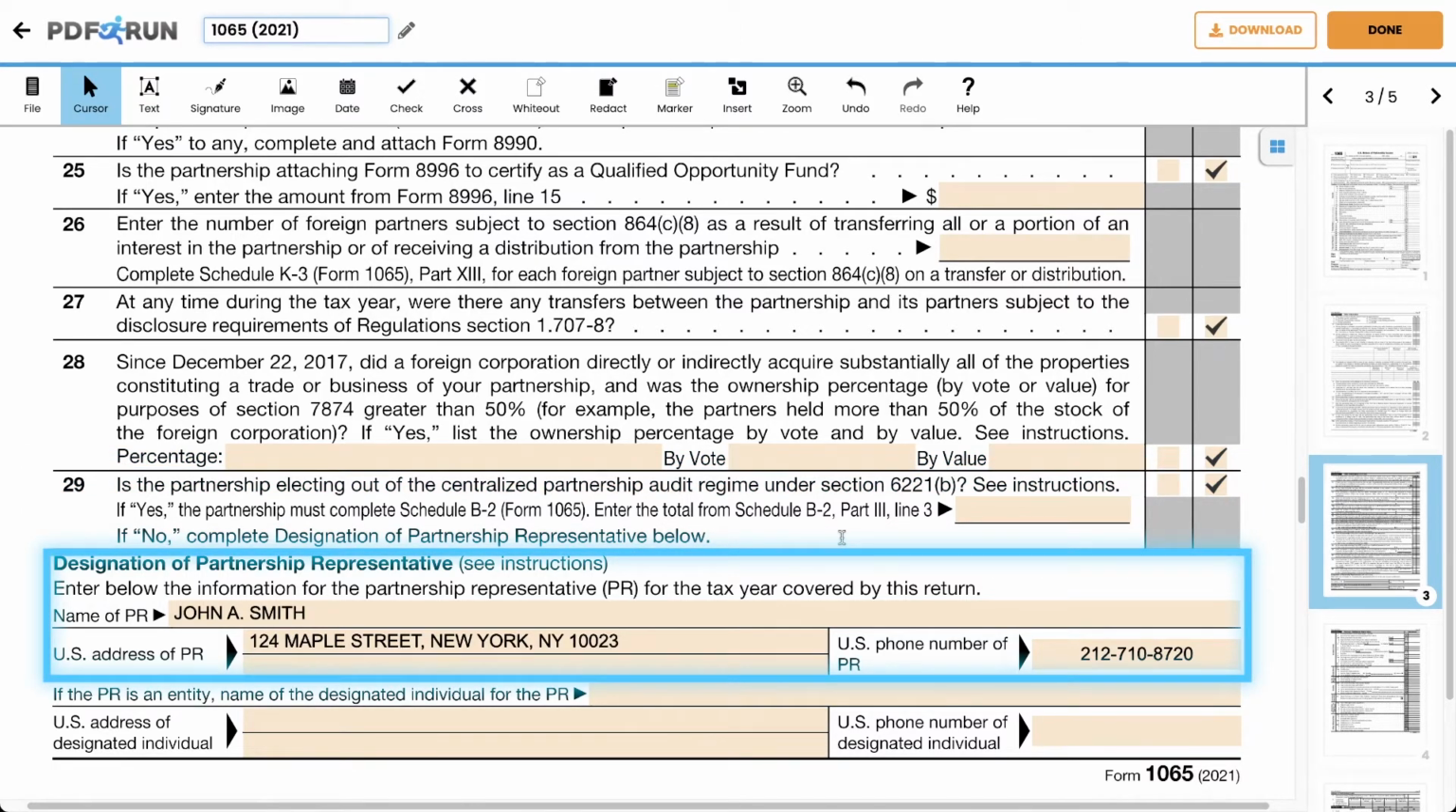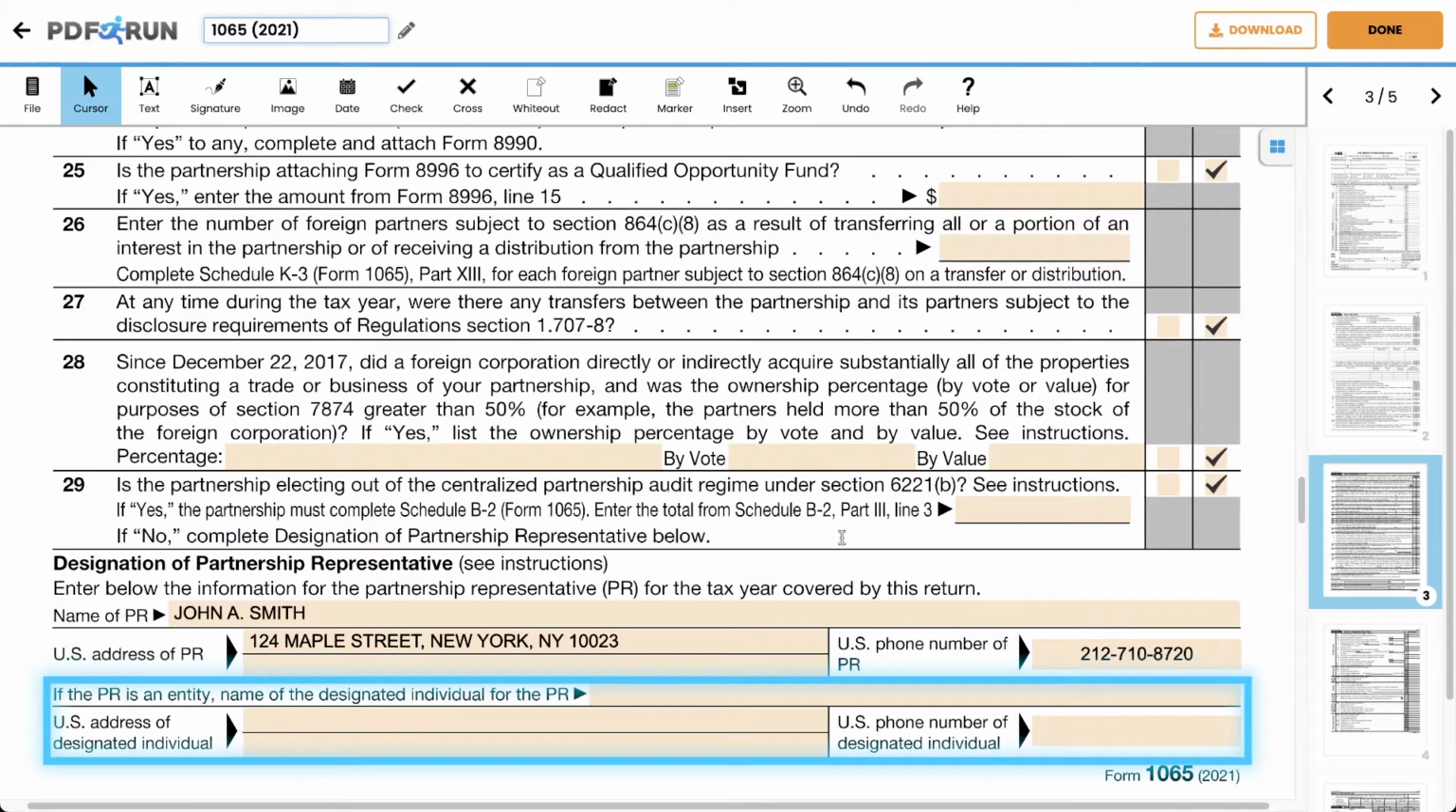Designation of partnership representative, PR. Enter the name of the PR. Enter the following information on the U.S. address details of the PR: number, street, city or town, state or province, zip code or foreign postal code. Enter the PR's phone number. PR representative name, if PR is an entity. If the PR is an entity, enter the name of the representative. Enter the following information on the representative of the PR's address: number, street, city or town, state or province, zip code or foreign postal code. U.S. phone number of designated individual. Enter the representative's phone number.